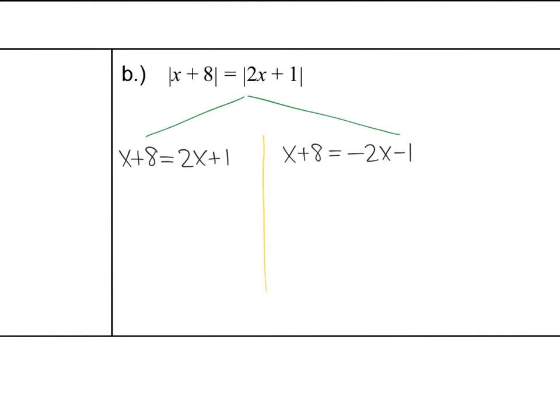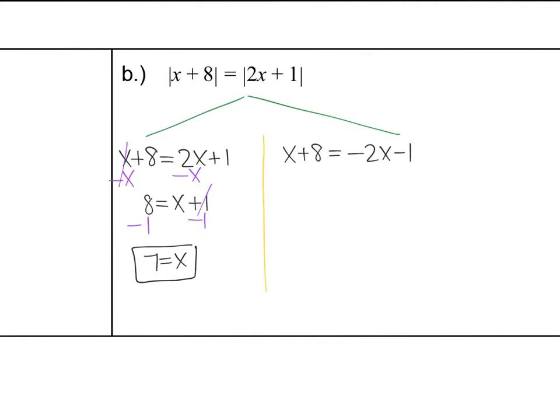So let's start solving here. I need to get the x's on the same side, so I'll subtract the x here. So now I have 8 equals x plus 1. I'll subtract the 1 to get rid of that, so I have, oh, that's not how you subtract. How about 7 equals x?